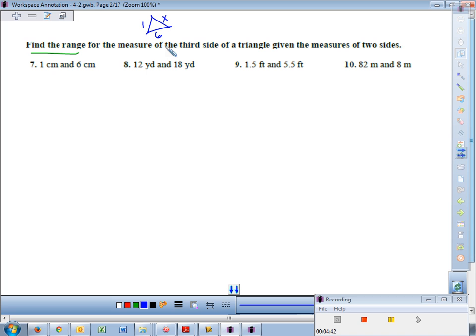6 and below is what some people said. You don't think 4 would work? What's 1 plus 4? 5. Is that greater than the third side? Would 2 work? No, 1 plus 2. So 6 and below is what you're saying doesn't work. Where did you come up with that? Would 5 work? No. Would 0 work? Can you have any negative numbers in there? No. Would 6 work?